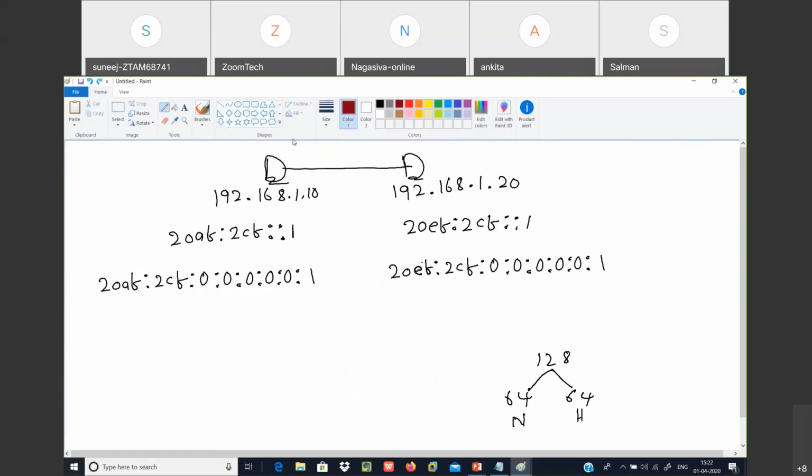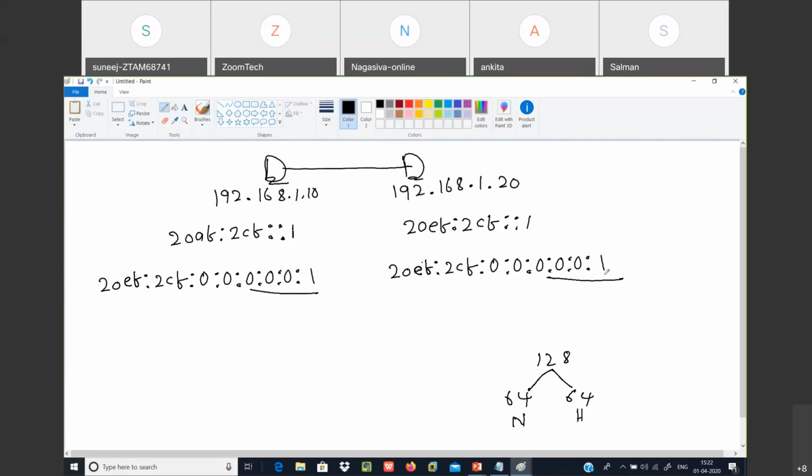Now, if I change here also to 20EF, I'm writing EF here. Now can both communicate, guys? No. Why? Here also the logic is that the IPv6 addresses will conflict. The network portion is the same, and the host portion is also the same, so a conflict will come.